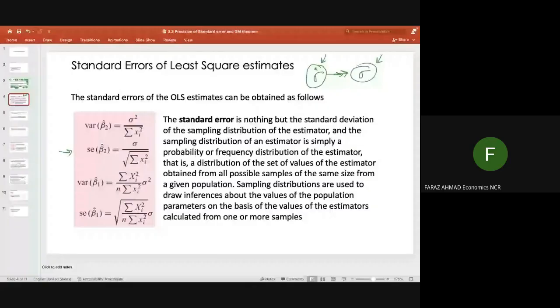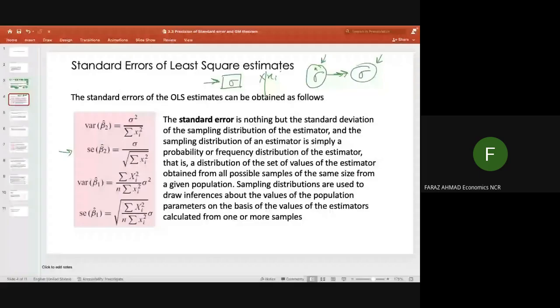One is we need to have sigma, which is a population parameter, which we do not have access to. And another thing is we need the x values and the deviations from x and the squared deviations from x and all the related things. So the bottom line is we need x values. So these are two things we need, x values and sigma. X values are the sample x values, so we have them.